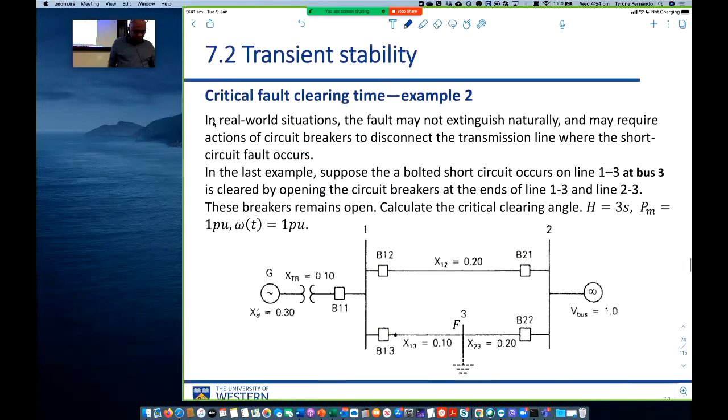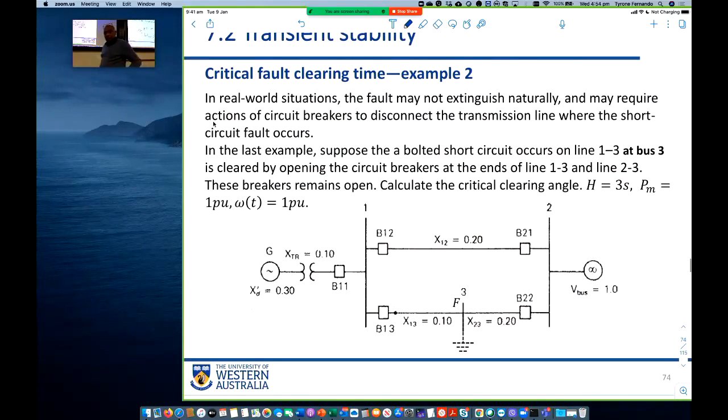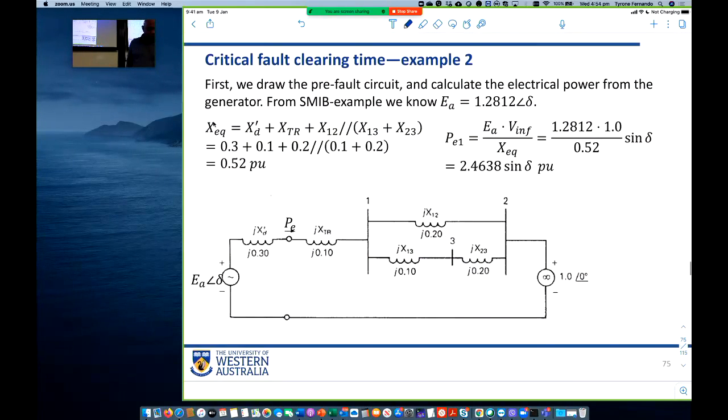Okay, this is the third scenario. The second example is the third scenario. It's the same system. Instead of a bolted fault at bus bar 1, now the fault is occurring at bus bar 3, in the middle of bus bar 3. So this is a different case. So what is happening here?